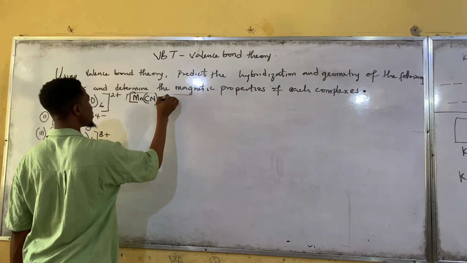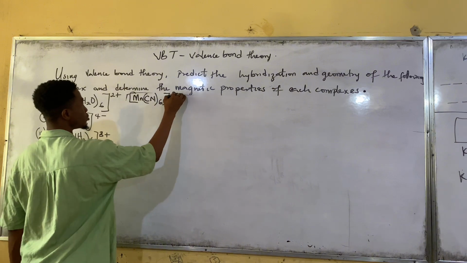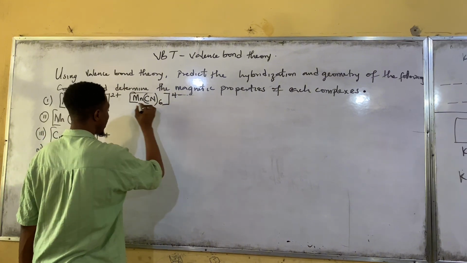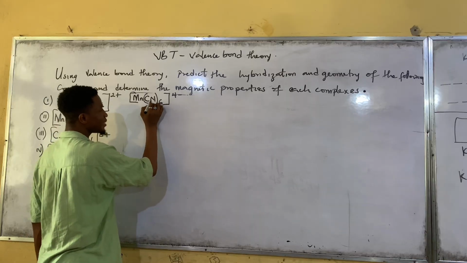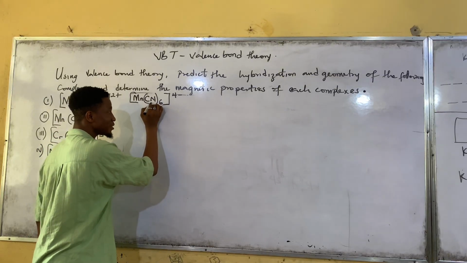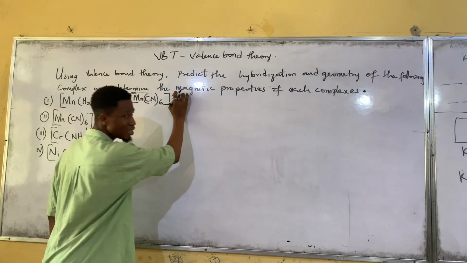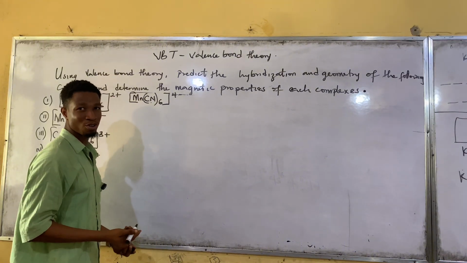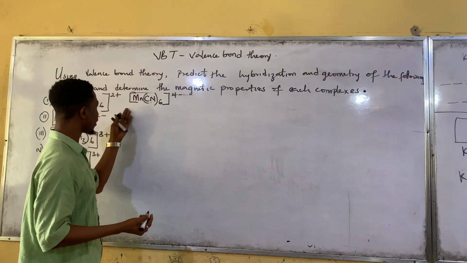MnCN6. Please pay very close attention to what I am writing. If you notice, I'm putting a box here, and I'm putting Mn here. Then my ligand is inside a circle, inside a bracket. Then there's something outside here. If that's not how you are writing it in your notes, you will have issues. I'm telling you, take note of how I'm writing.